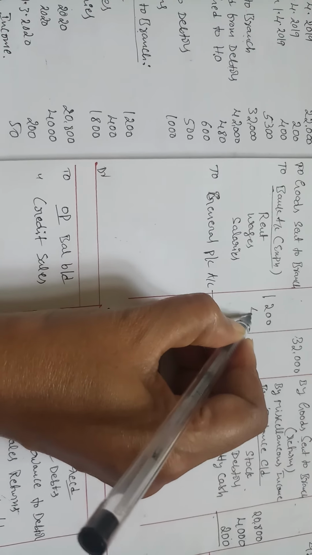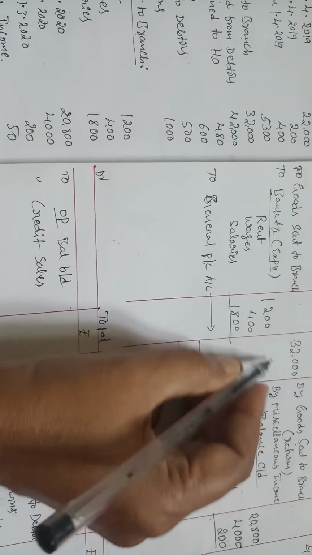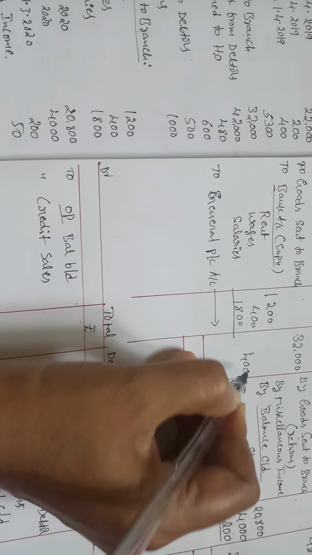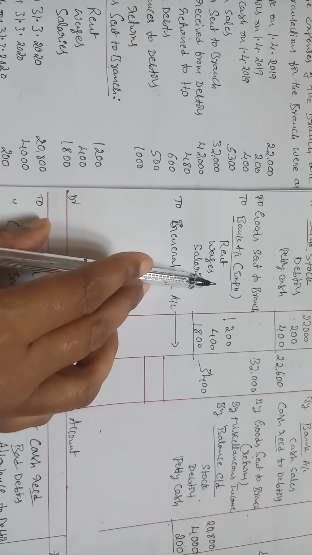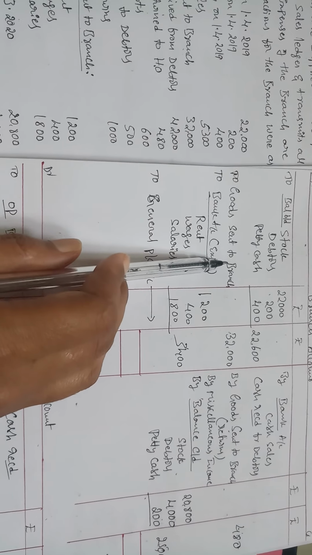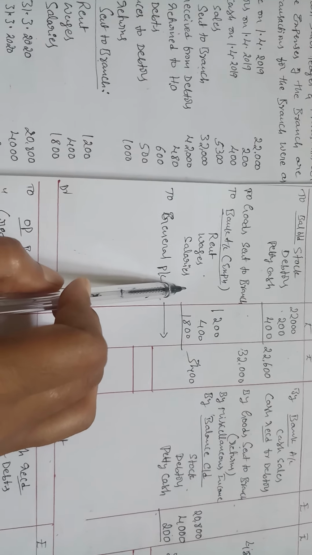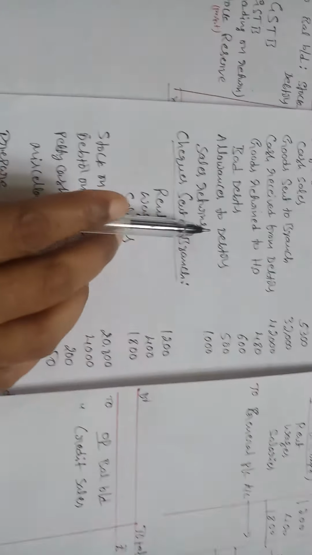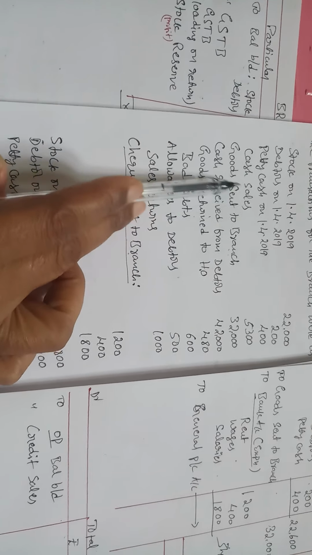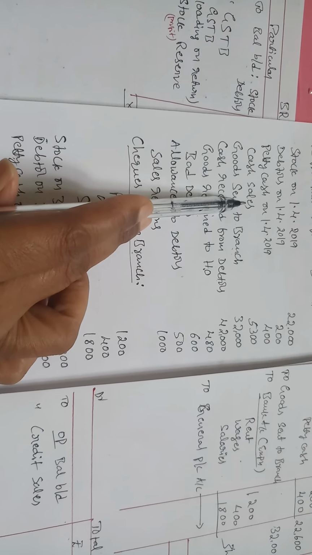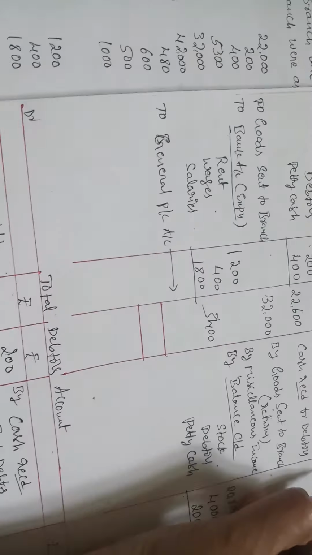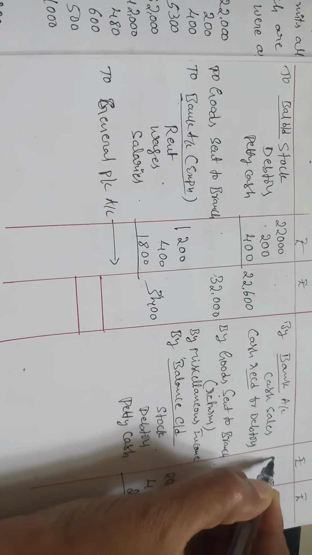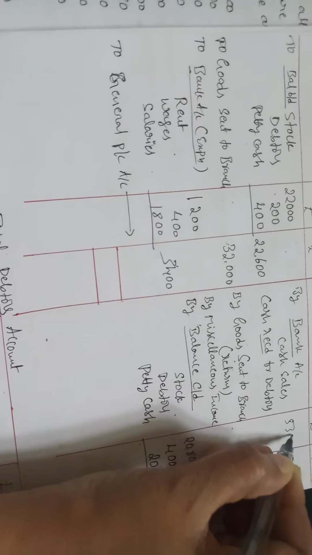1,200, 400 and 1,800, total 3,400. So expenses are over, return is over, and goods sent to branch, all three items are over. That's part 2. Part 3, we are doing the sales. First, cash sales. You already know it goes to the branch account credit side. Cash sales, how much? 5,300 rupees.